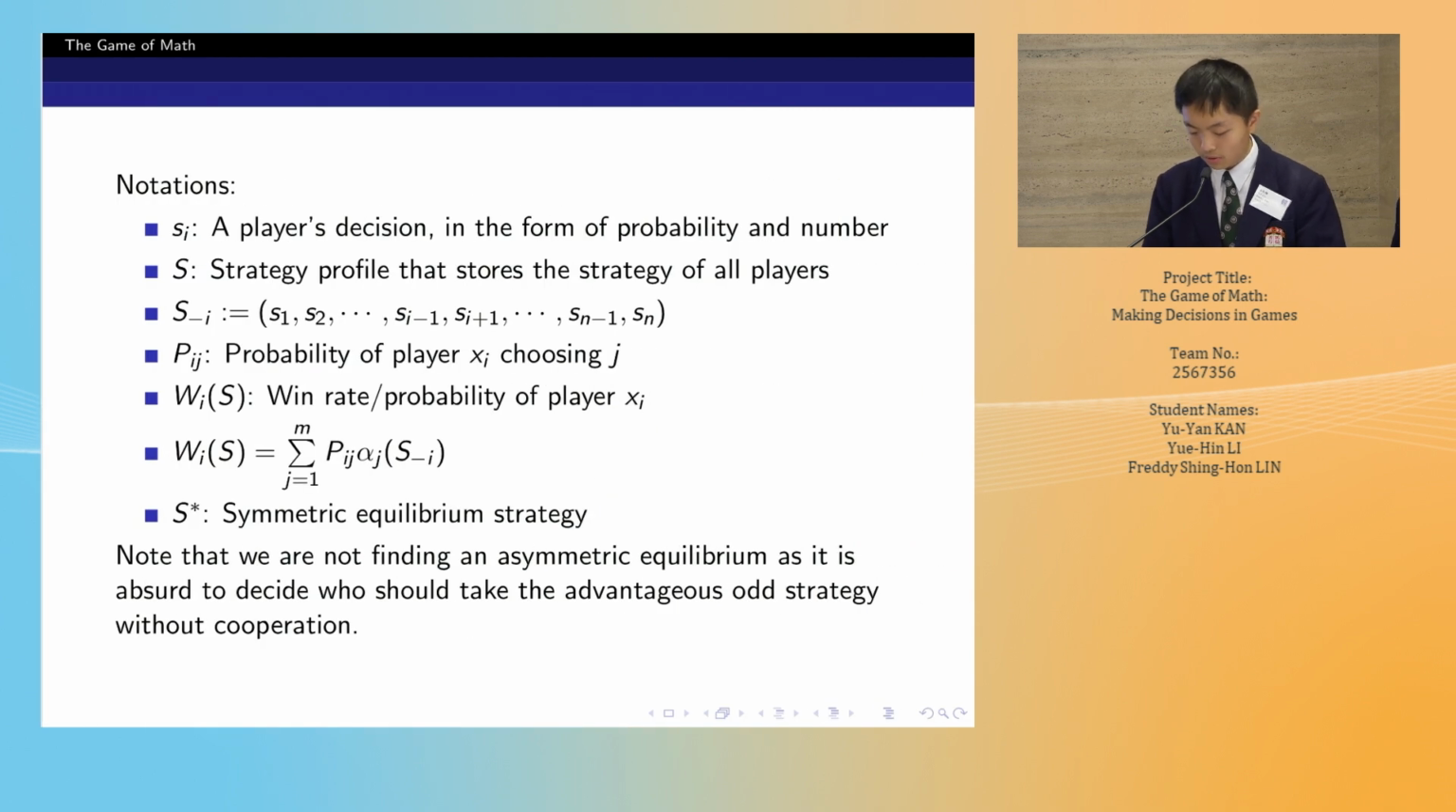Here are some notations we will use for the game. In particular, Wi here is the win rate of player xi, which can be expressed in terms of Pij, the probability of player i choosing the integer j. Then when one focuses the problem from player xi's perspective, he may regard Wi as a polynomial in his own strategy, while grouping the other terms as a coefficient, alpha j. We focus on symmetric equilibria, and we do not consider asymmetric ones because, in practice, it is unreasonable to pre-assign a special odd strategy to a particular player.